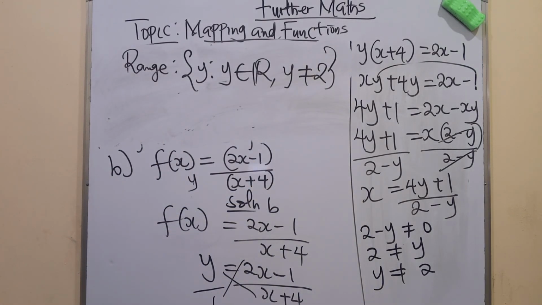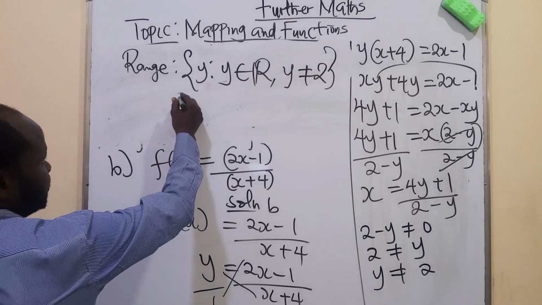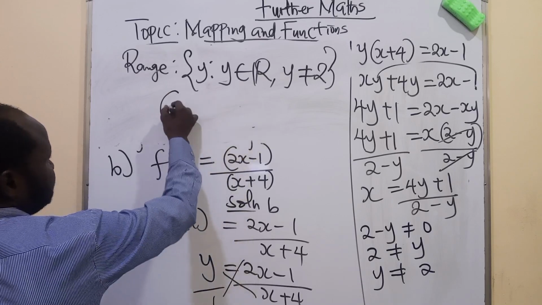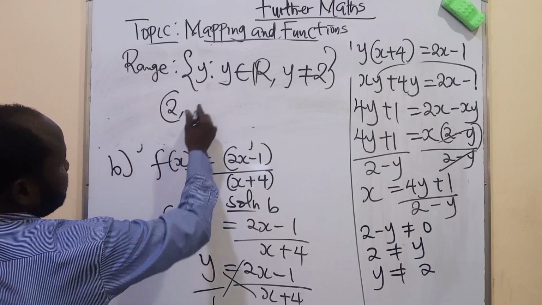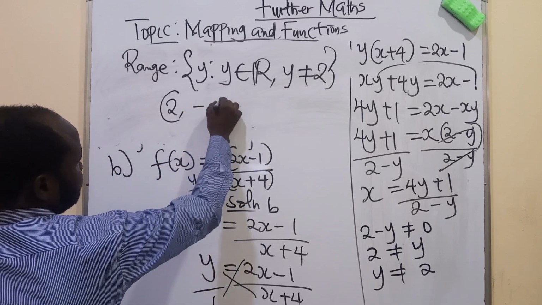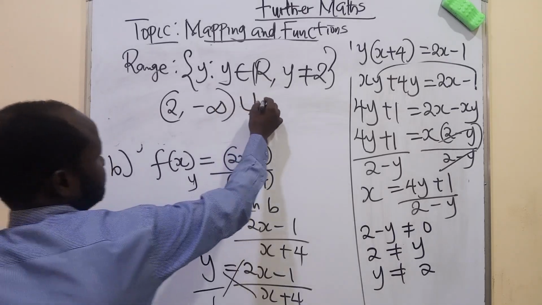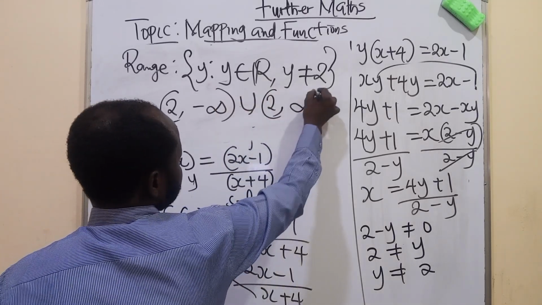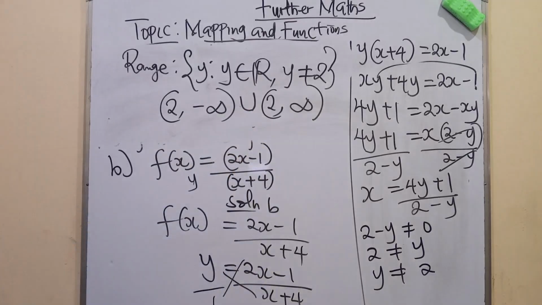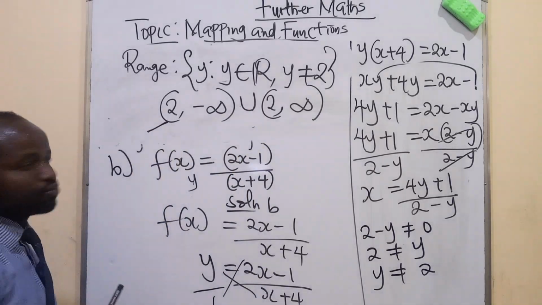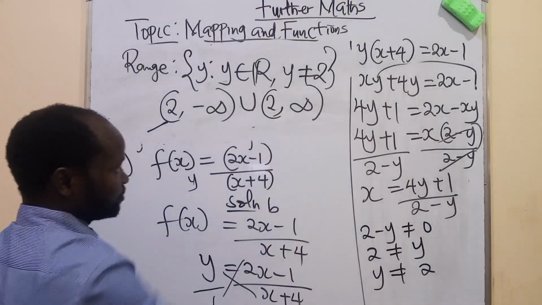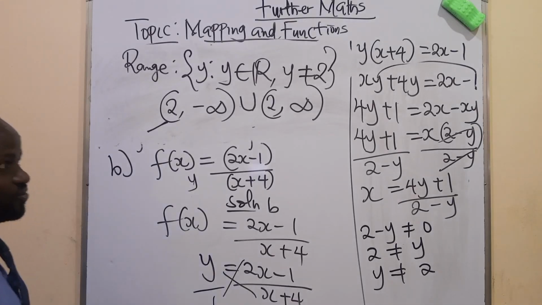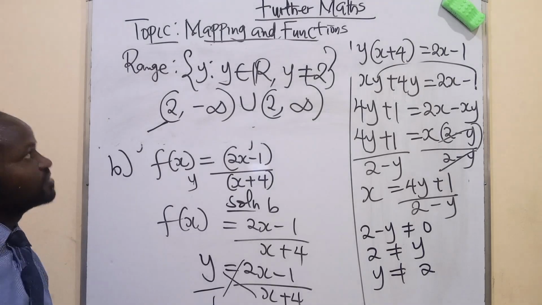So we can state this range using interval notation. Negative infinity not included, combined with 2 not included, and positive infinity not included. We can use interval notation like this. This side means not included. 2 is not included, negative infinity is not included, combined with 2 not included, positive infinity not included. So this will be the range to this question.